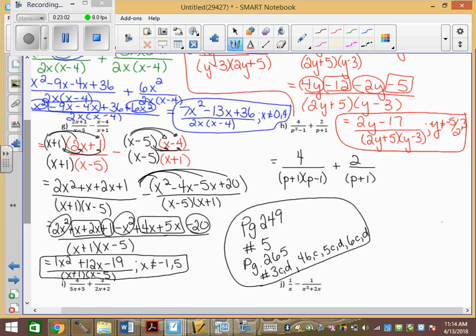Because remember, your test is going to be next week. Because all we have left is just adding that little bit of adding and subtracting and solving. So make sure you can do all of this stuff, right? So get working.